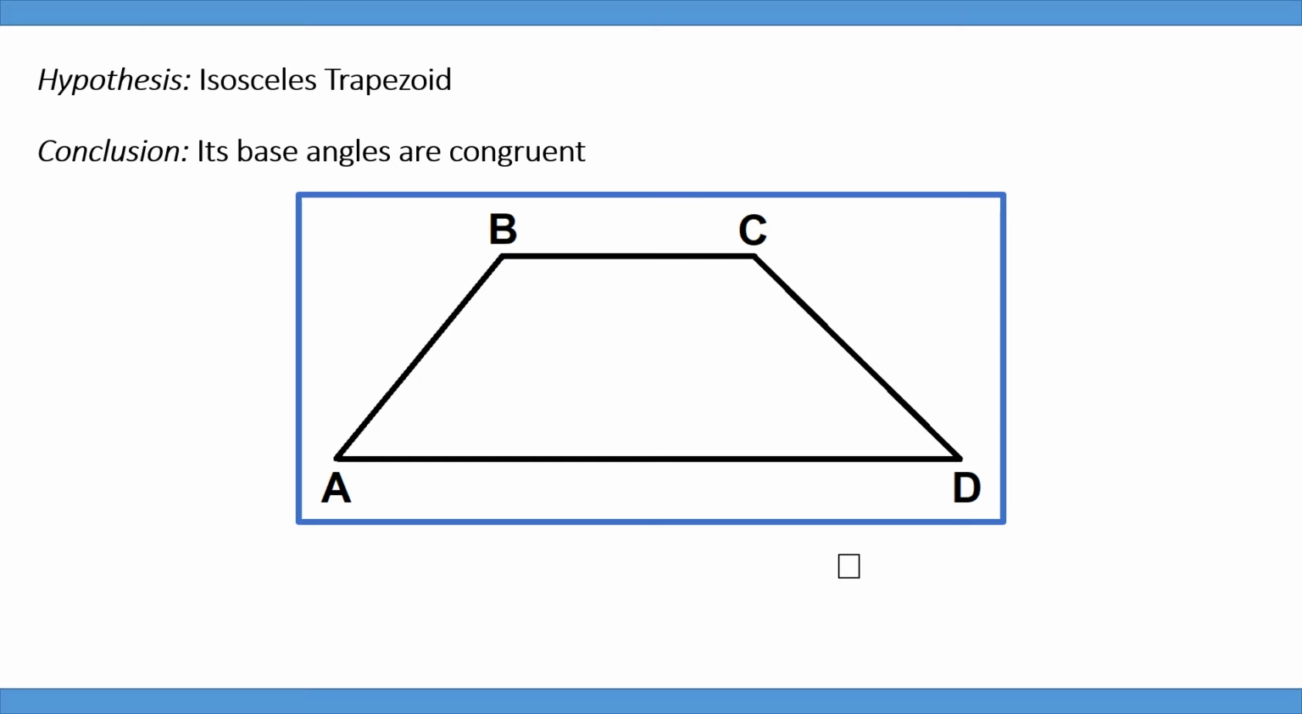The hypothesis tells us to create an isosceles trapezoid. So we have drawn trapezoid ABCD. Then the conclusion states that its base angles are congruent. So we must prove that angle A and angle D are congruent. So the restatement is, given that quadrilateral ABCD is an isosceles trapezoid, prove that angle A and angle D are congruent.